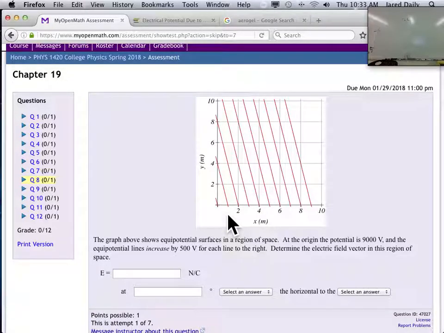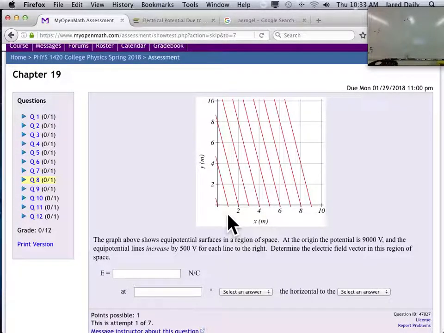Oh, no, that's correct, because you have 9,000 volts here, and 8,000. So, no, that's correct, because it goes from high voltage to low voltage.